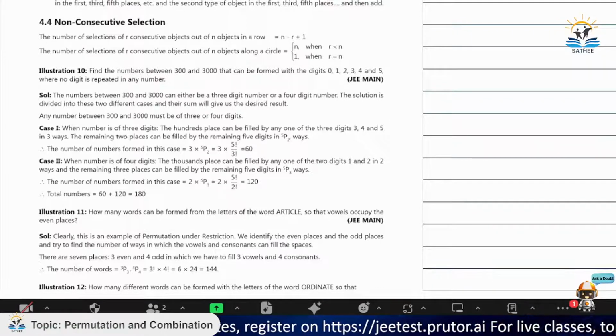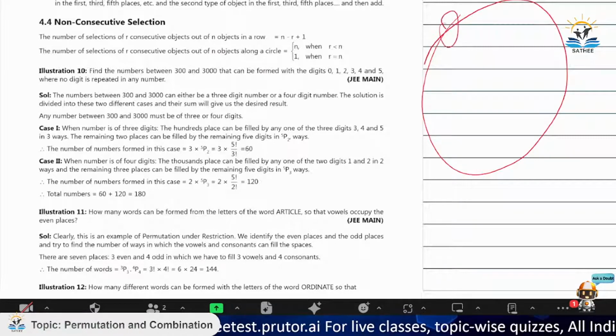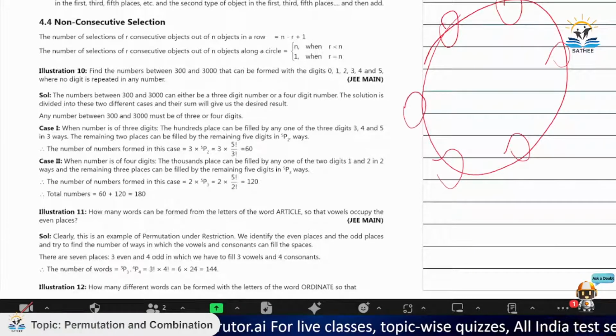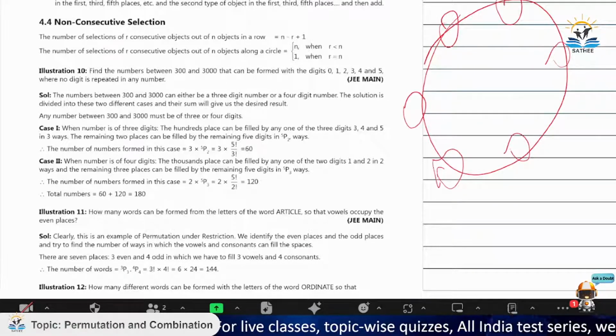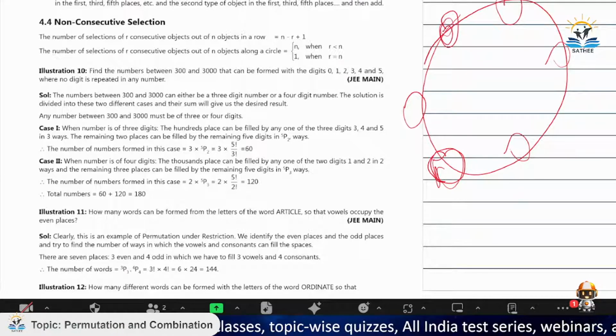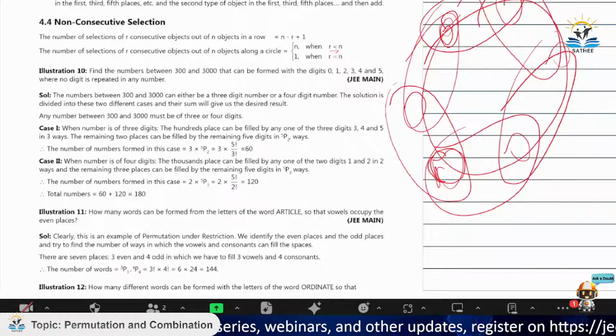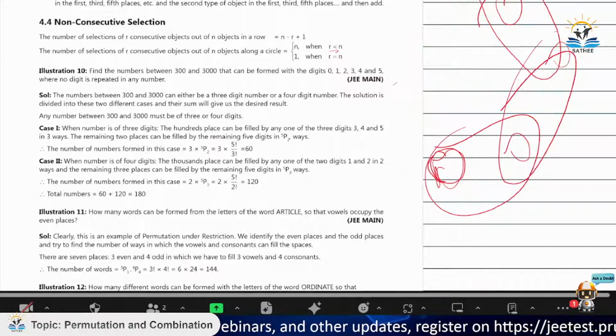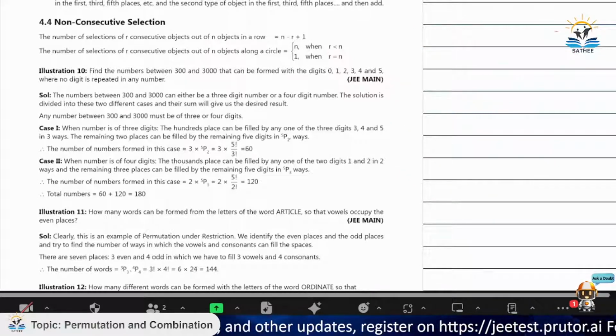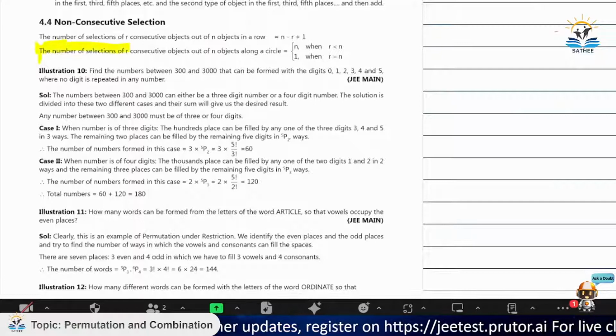Now, the number of selections of r consecutive objects out of n objects along a circle. Okay, now we have a circle here. If we have objects 1 2 3 4 5 6, and we have to select any number of things, for r less than n, there are n ways. If we have to select two things consecutively, 1 2 3 4 5 and 6, these are again n. If we want three, we again have n choices. n choices means 6 choices. So I hope you remember those. This is also something that you can remember.